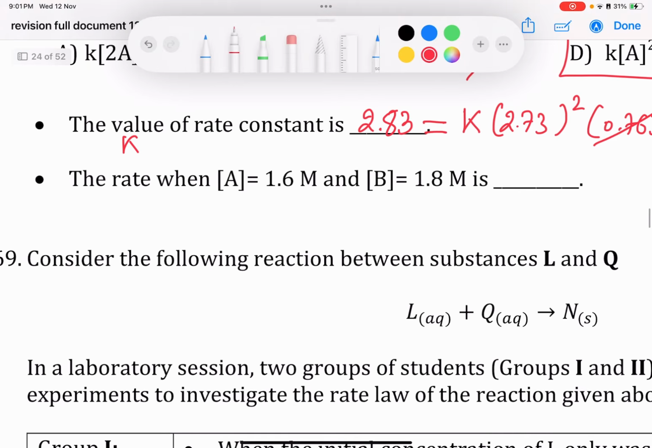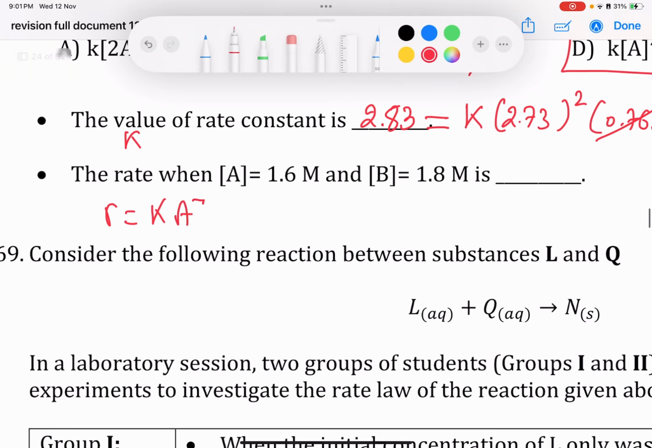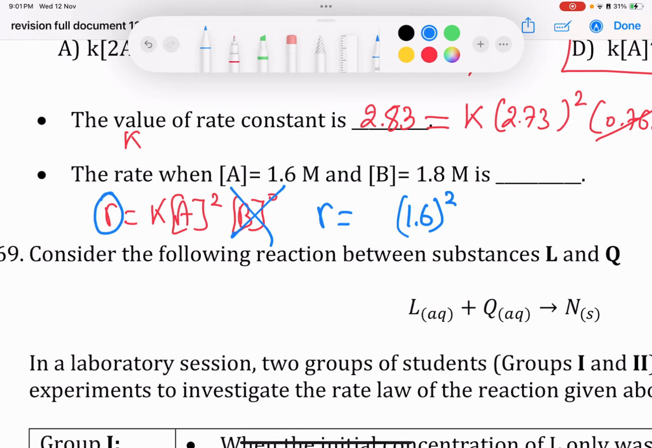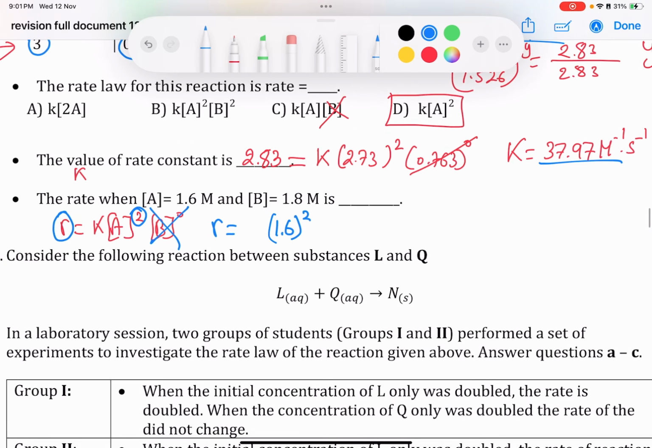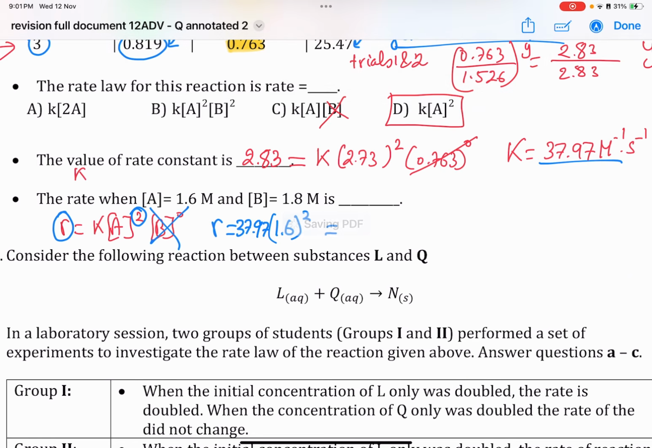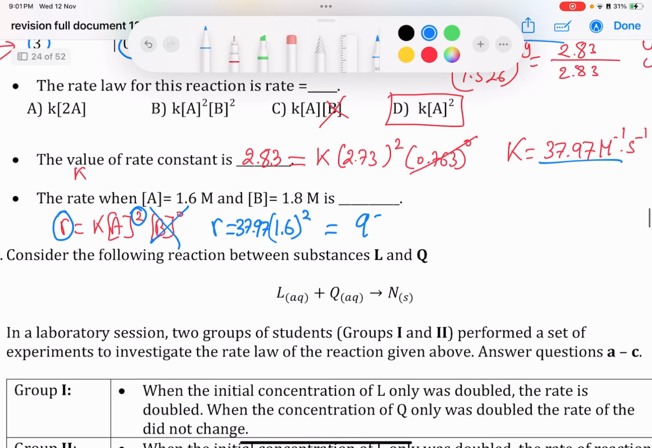Now, they gave me another question. Again, I'm going to write the same formula to keep it in front of me. B is 0, so again, I can cancel out B. Now, they want me to calculate R if A was 1.6 squared. Don't forget the order of A. Because we calculated K in the previous question, I can use it over here to find the rate. And the rate is going to be equal to 97.2 molar per second.